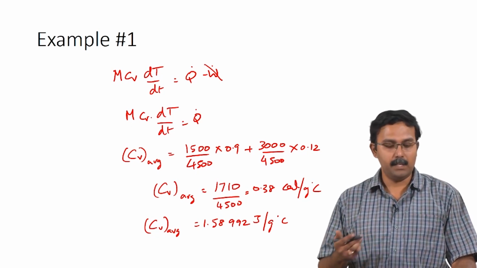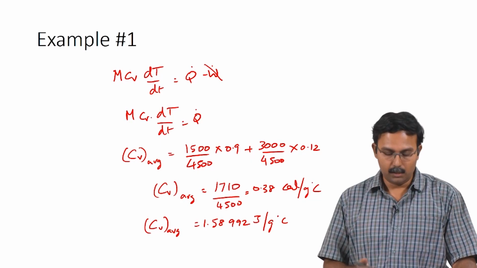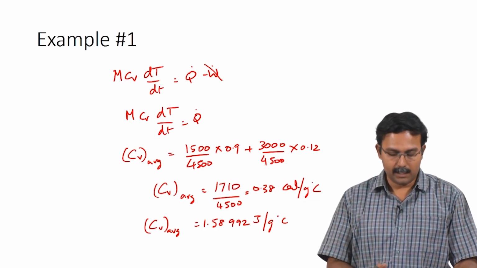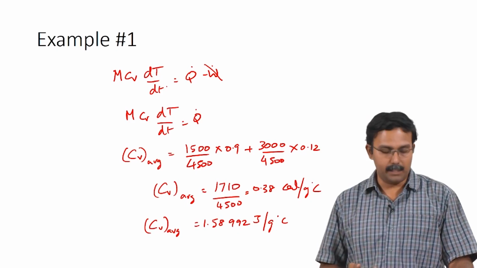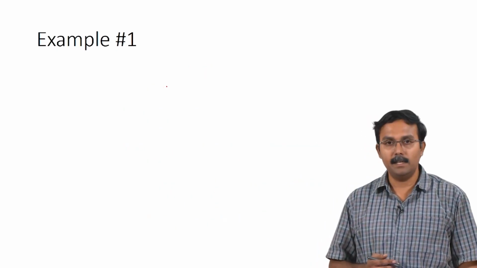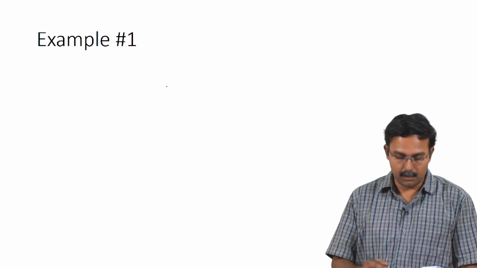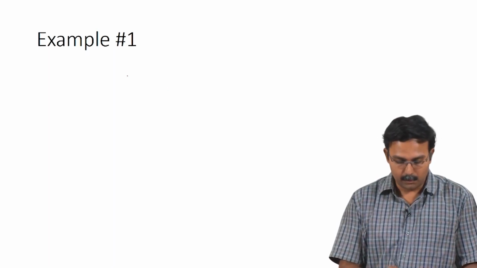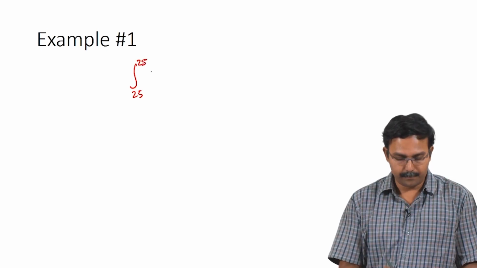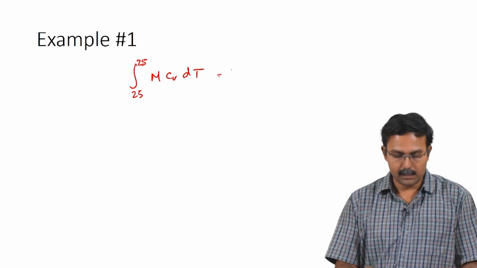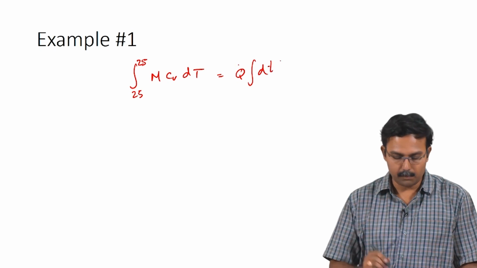So, we have Cv, m and Q dot. We now need to find the time taken to increase the temperature from 25 degrees Celsius to 250 degrees Celsius. This can easily be done by performing a simple integration. So, you would have the integral from 25 to 250 of m Cv dT equals Q dot times the integral of dt from 0 to small t.